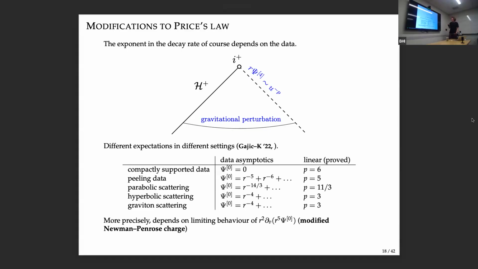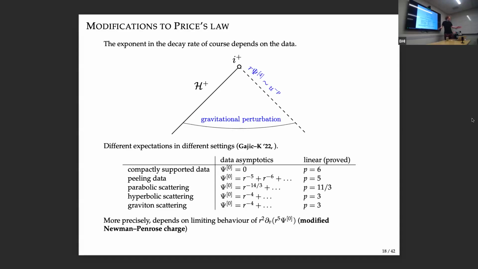Okay, and for those of you that are quite attentive, you may be a little bit confused. So if you compare peeling data and hyperbolic scattering, for instance, there is a discrepancy in 2 powers at late times, even though in initial data, you have only a difference in 1 power in the decay of C naught. And the reason for that is that actually the decay depends on the limiting behavior of the quantity r squared dv r to the 5 C naught, which doesn't see this r to the minus 5 term here. If I multiply this with r to the 5, then the v derivative will kill this, and I will see this coefficient. So this explains the difference of 2 powers here.